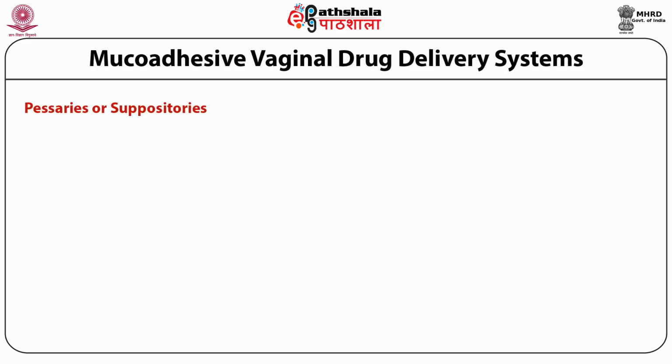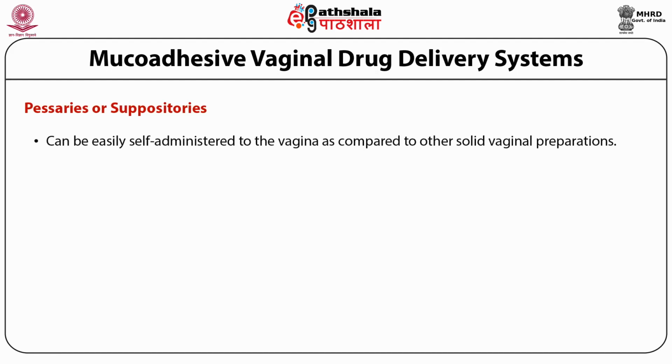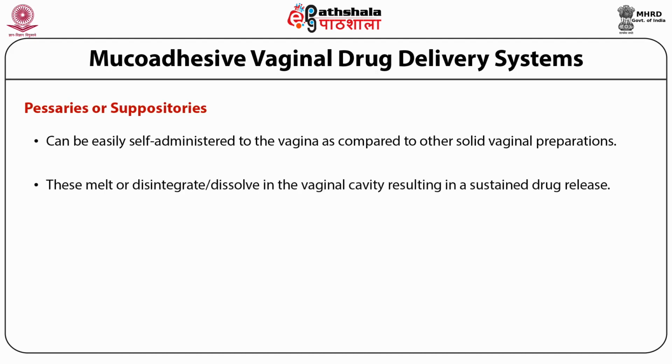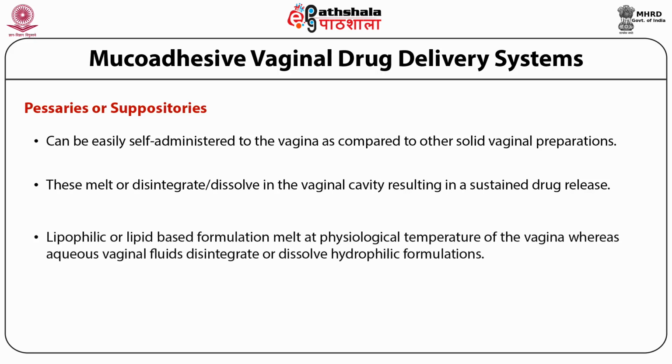Pessaries or suppositories. These are the commonest type of vaginal preparations which are self-administered, and these melt or disintegrate or dissolve in the vaginal cavity, resulting in a sustained drug release. These could be lipophilic or lipid-based formulations which melt at the physiological temperature of the vagina, whereas aqueous vaginal fluids disintegrate or dissolve the hydrophilic formulations. These adhere to the vaginal mucosa on hydration by the vaginal fluids.